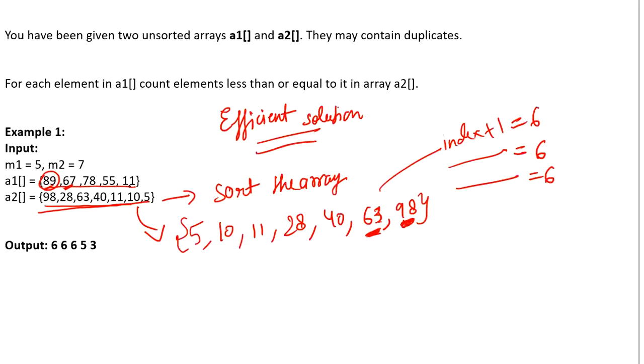Now we have 55. So for 55, which one is the largest element? 40, right? Because 63 we can't consider because it is greater. We have to consider the element which is either less than or equal to the element that we are considering in the array A1. What is the index of 40? 0, 1, 2, 3, 4. So we will print index plus 1, that is 5 will be printed. Next we are having 11. So for 11, we have 0, 1, 2. So index plus 1, that is 3 will be printed.